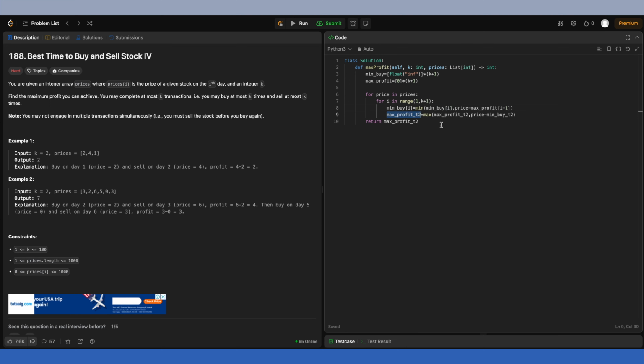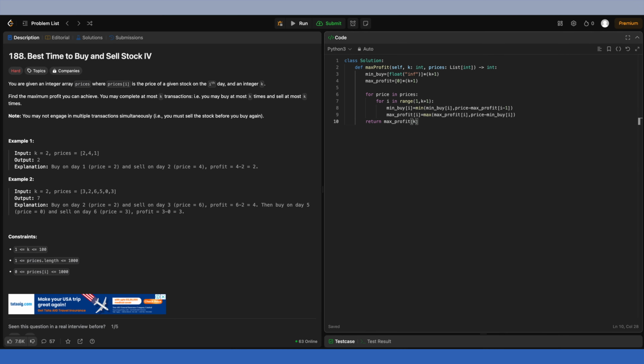And what will be the maximum profit of this one? The maximum profit of i would be the maximum of the maximum profit of i. For the second transaction also, we are calculating the profit for the second transaction, whatever profit we gained so far, and then we calculate with the price and the minimum buy of i. Finally, we can return the maximum profit of k.